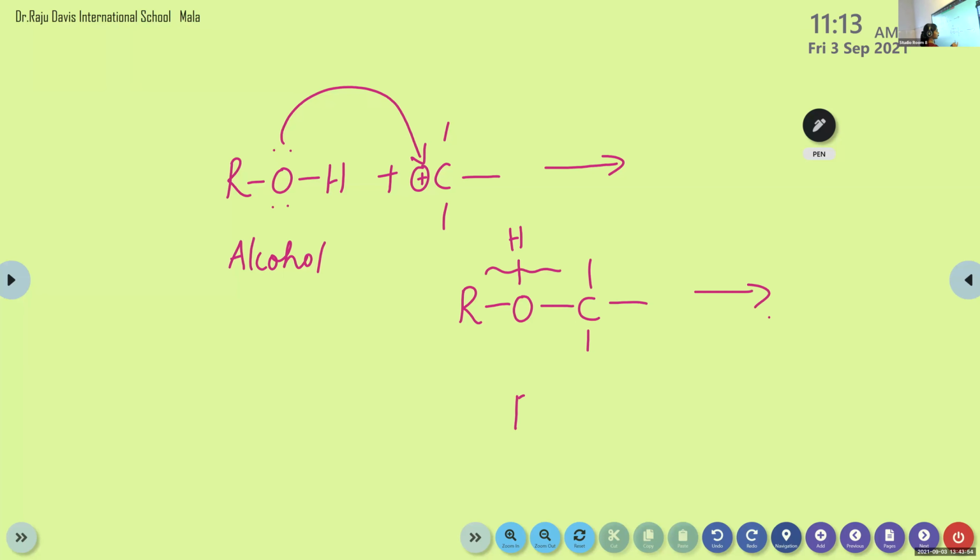That means ROC. This is the bond formed here. Here is one positive charge. When this one is attached here, there is one positive charge on oxygen.